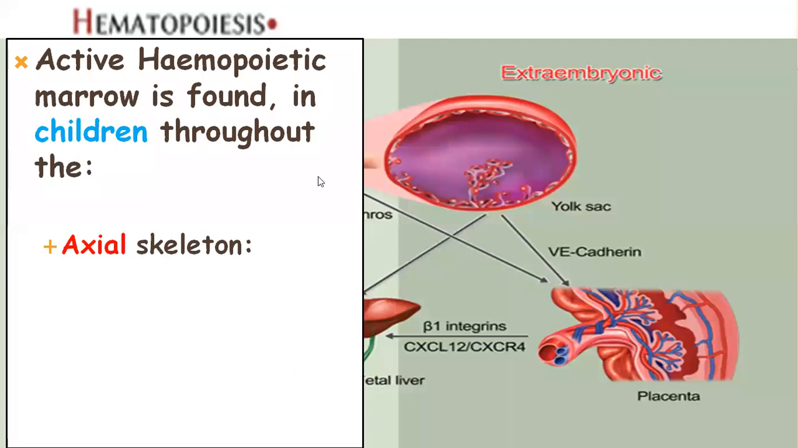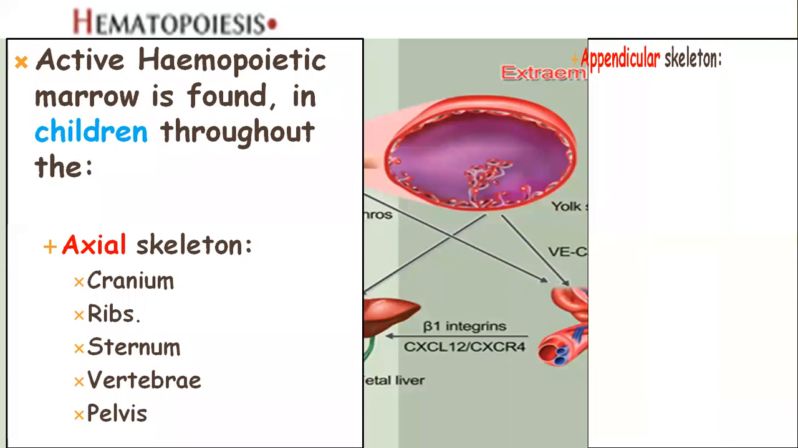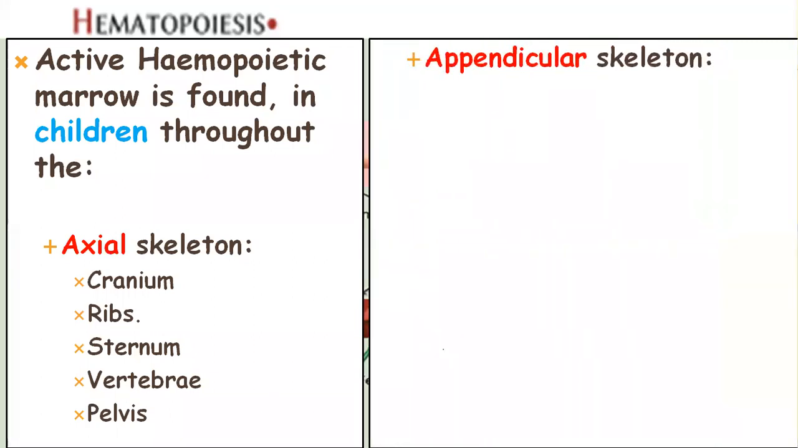So you have the axial skeleton that is involved in production of blood cells, which is active in children. So you're talking of bones like the cranium, the ribs, the sternum, the vertebral column, and also the pelvis. All these bones are involved in production of blood cells in children. And also the appendicular skeleton is active in producing blood cells.